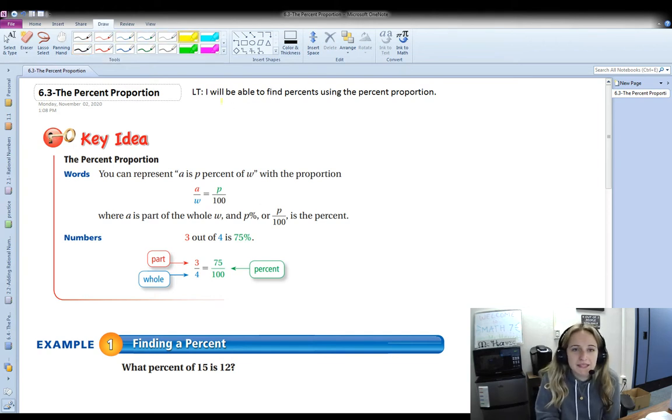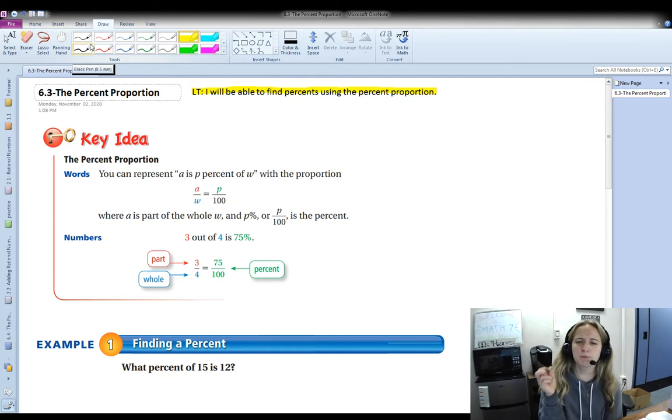Okay, so before we begin, I want to write down the learning target. The learning target is I will be able to find percents using the percent proportion. So 6.3, we're talking about the percent proportion. In 6.4, I'm going to give you another way to do this. But for right now, we're sticking with percent proportion.